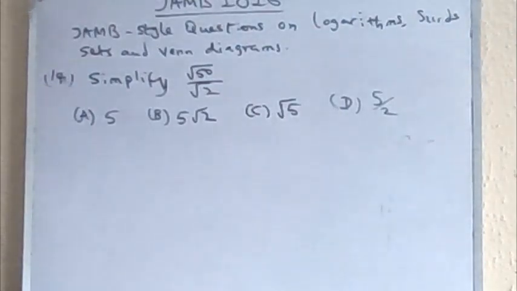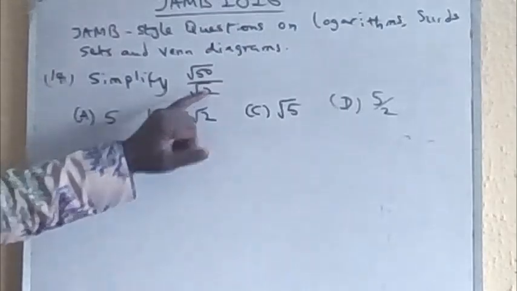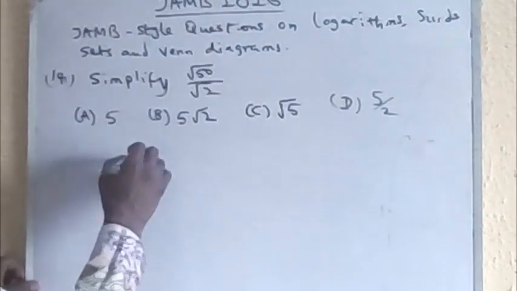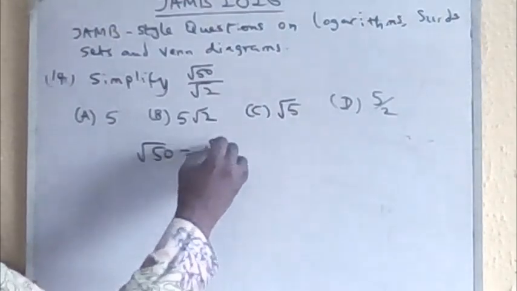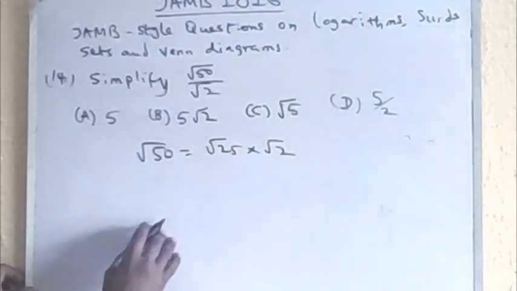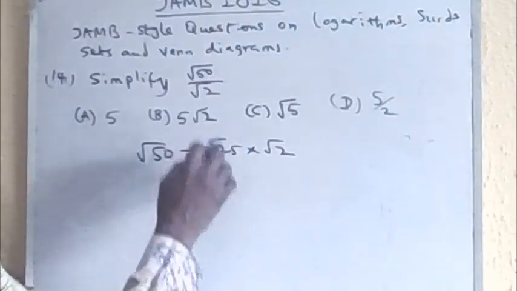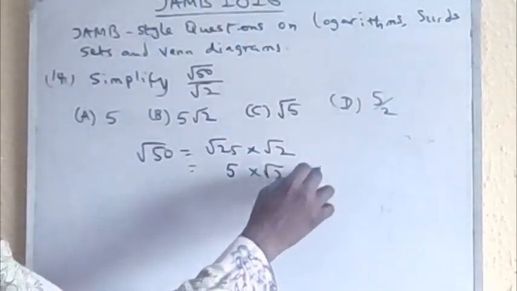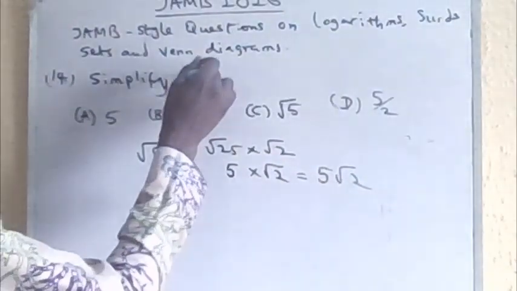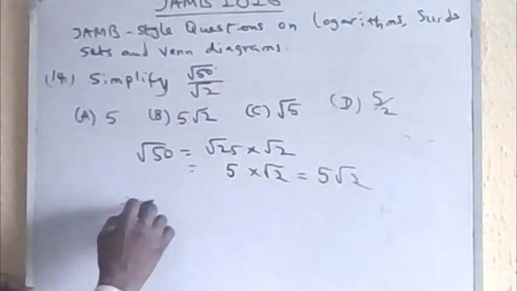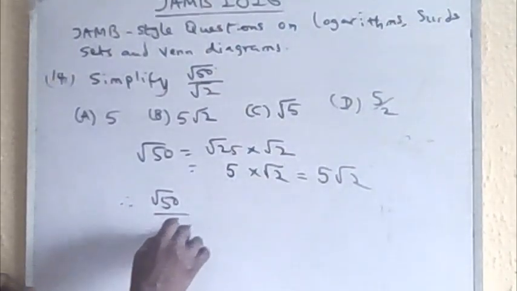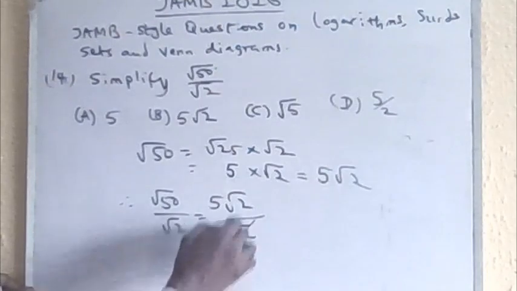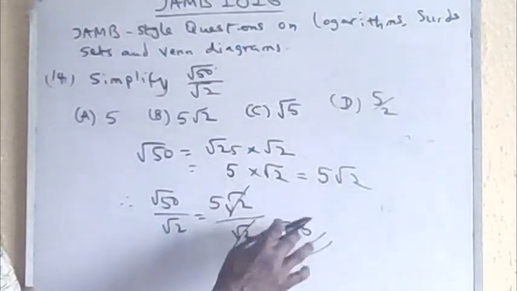Okay, so number 14 here says simplify root 50 over root 2. Again, I can do this with simple fractions. Root 50 is the same thing as saying root 25 times root 2. Root 25 is 5, times root 2, or 5 root 2. So this numerator is this one. Therefore, root 50 over root 2 is the same thing as, in simplified form, 5 root 2 over root 2. Root 2 can cancel root 2. Answer is 5. So the option here is A again.